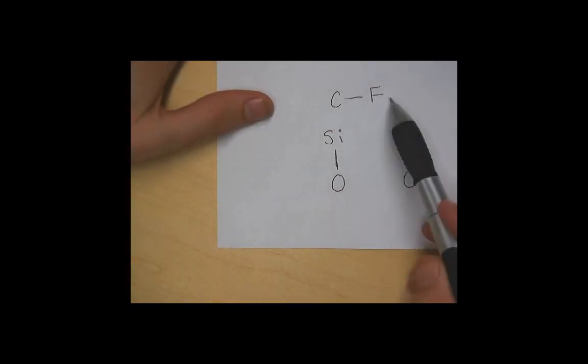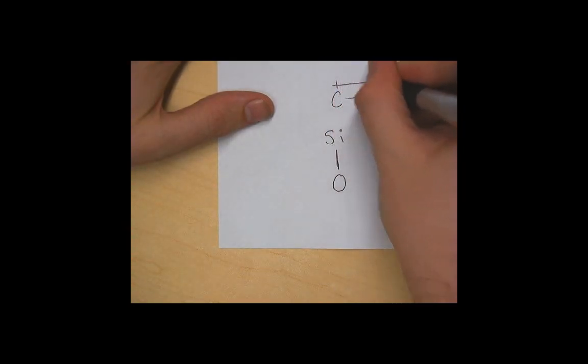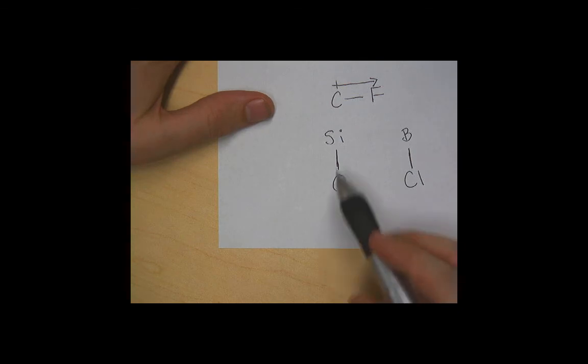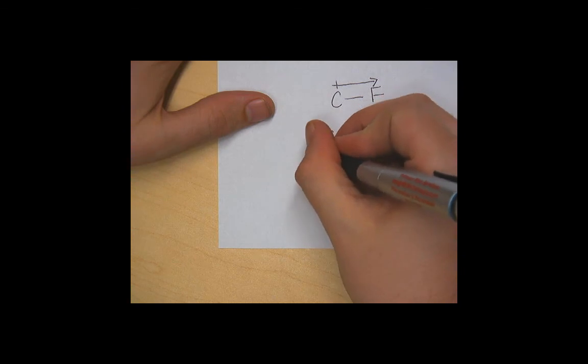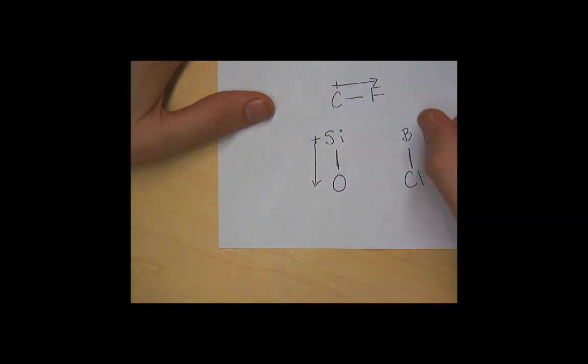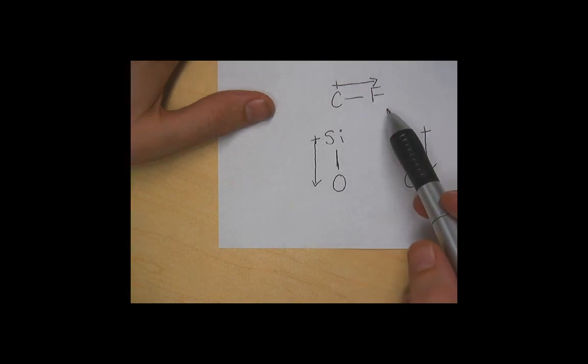So carbon is less electronegative than fluorine. So carbon gets the plus and the arrow points at fluorine. Silicon is less electronegative than oxygen, so it gets the plus and the arrow points at oxygen. And then same thing for boron and chlorine. Hopefully you had no trouble drawing those plus arrows. It's a pretty straightforward exercise. The real question is which one is more electronegative? If you have two of the same element, then it's a nonpolar bond, and you have nothing to draw.